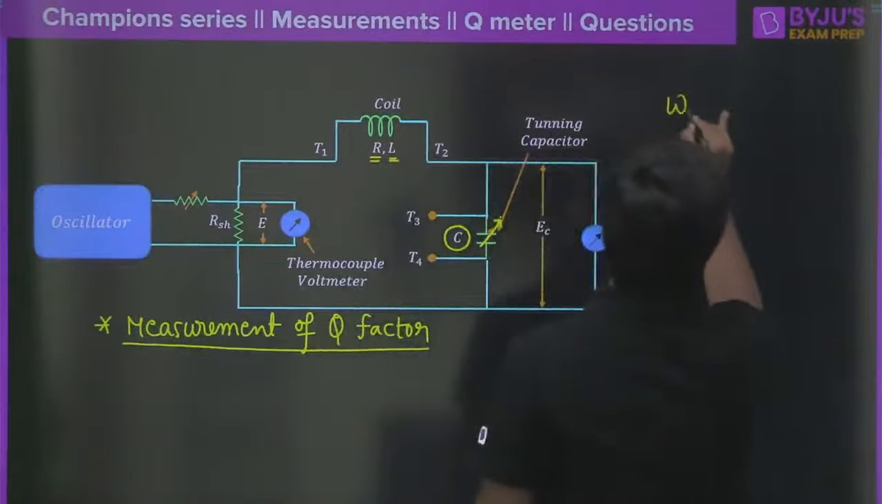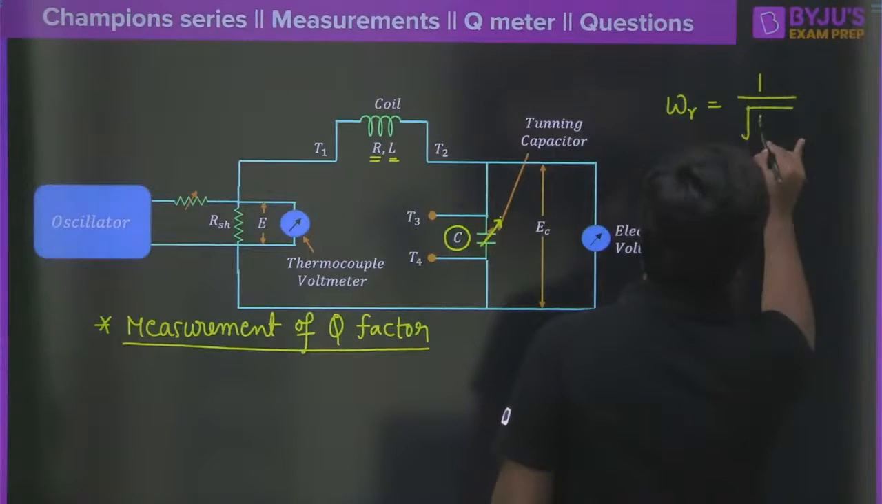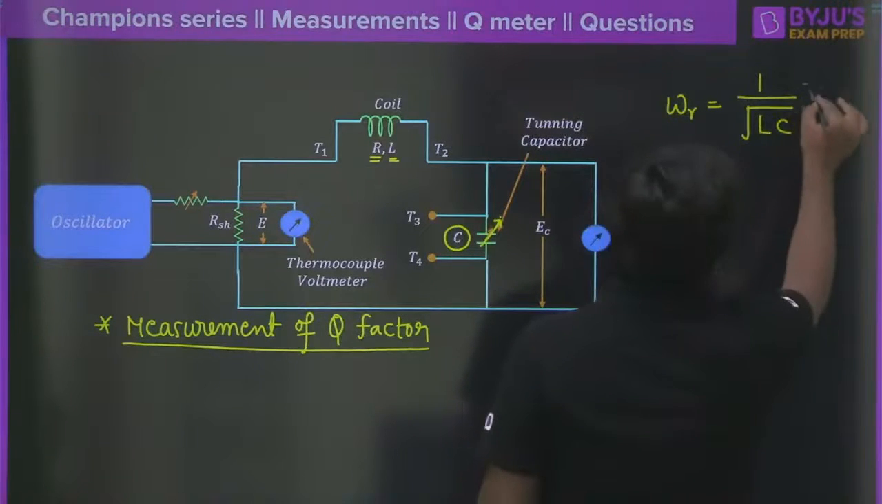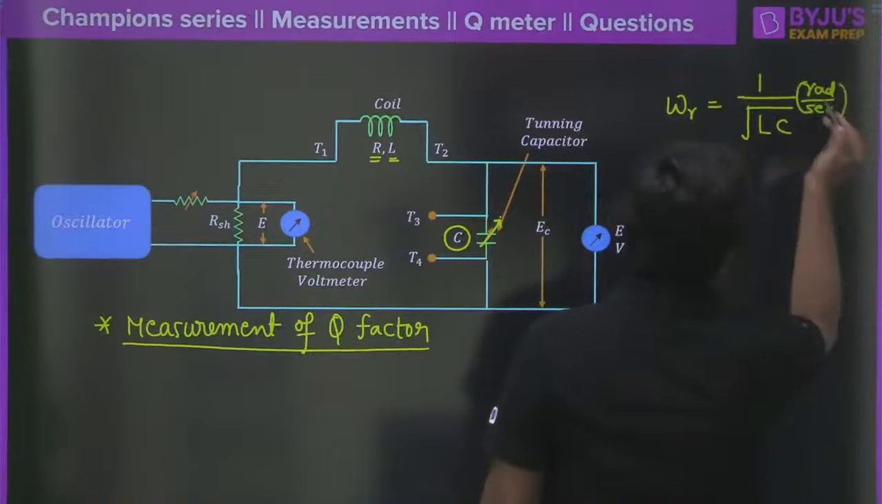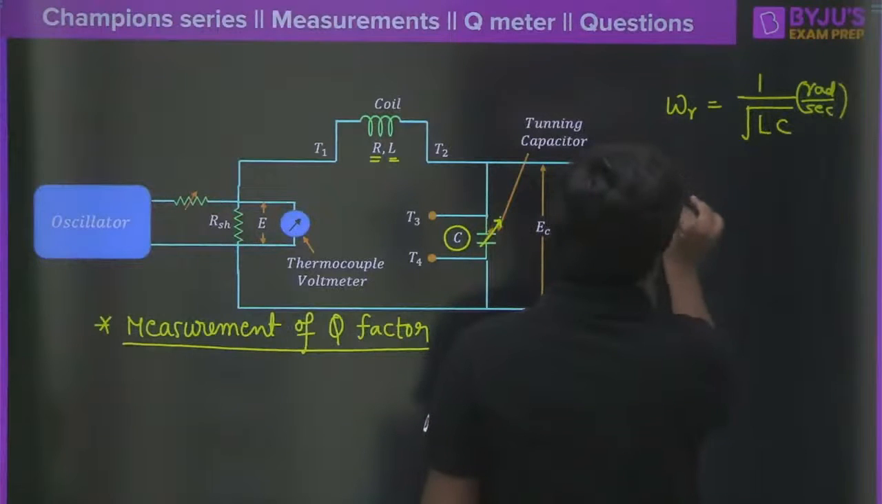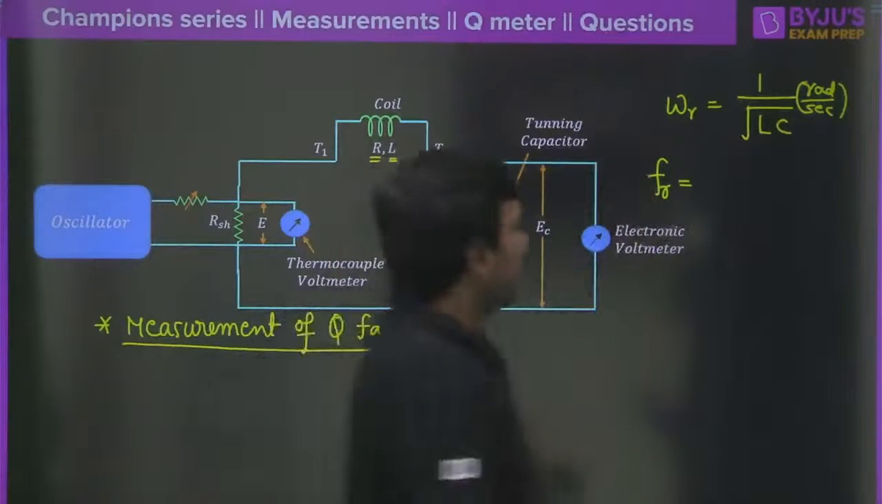First of all, as I said, the resonance frequency can be written as 1 divided by under root of L into C. This is of course, without any doubt, in radian per second. This is one side story, but when you look at FR, that is the resonant frequency FR in terms of hertz, how can I write this one?